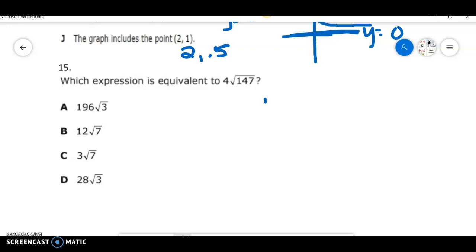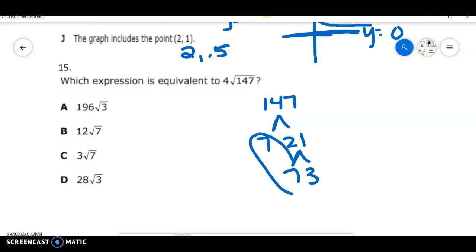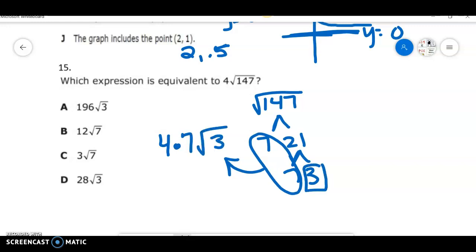When we look at number 15, which is our last one, on this last question, we need to do the prime factorization of 147, which is 7 and 21, which is 7 and 3. And it is a square root, so we're looking for a pair. Remember, pairs go outside. We already have a 4 outside, so 4 times 7, our 3 gets left inside the square root of 3, 28 square root of 3.